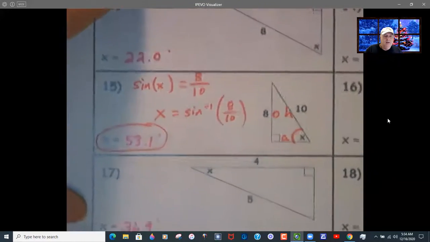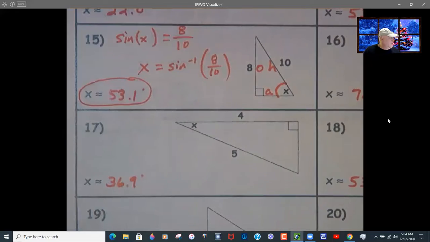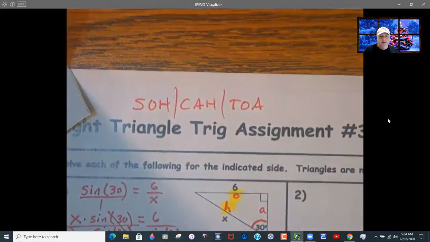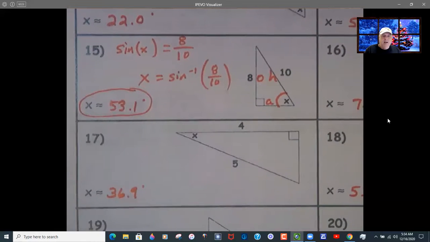It's probably good to write down SOHCAHTOA when you come to a trig problem. Have that memorized as an acronym. So here's the problem in finding an angle. We want angle X, so that's the one we're going to choose.